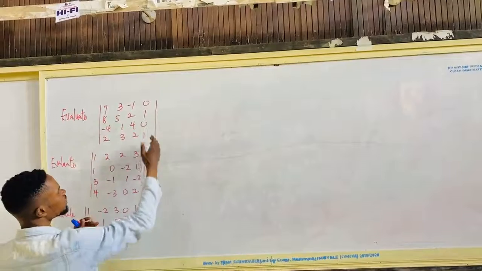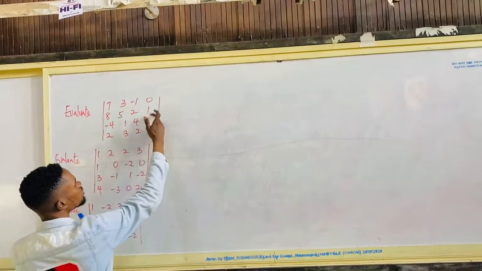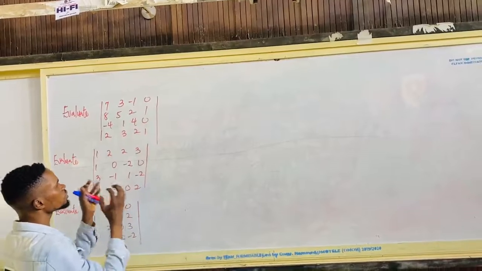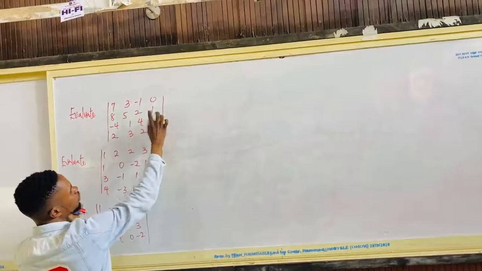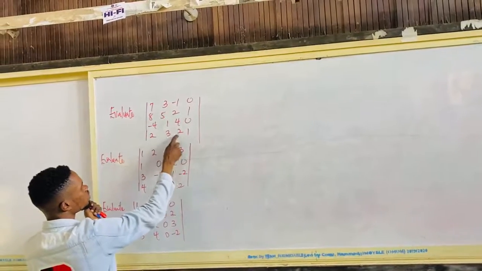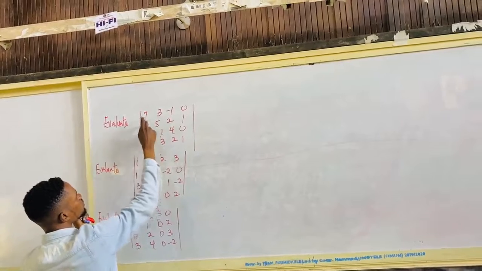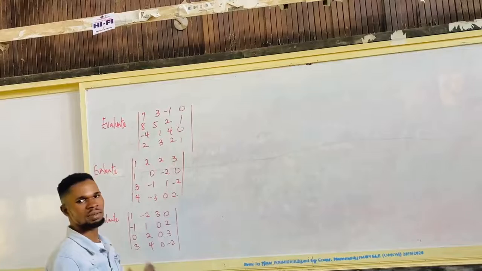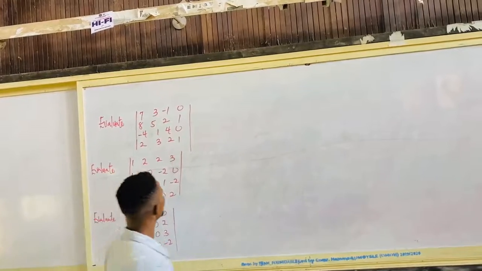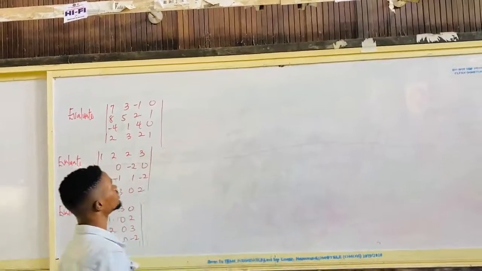Then expand. If you have 3 zeros close to one another, you can reduce your matrix to a 3 by 3 matrix. Even the 3 by 3 matrix, you can also reduce it to what? To a 2 by 2 matrix for simplicity.